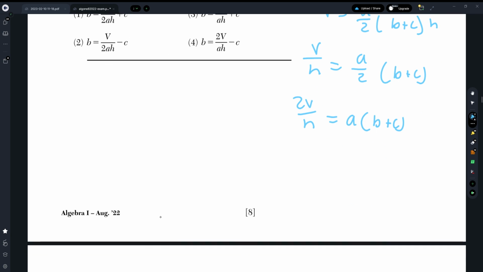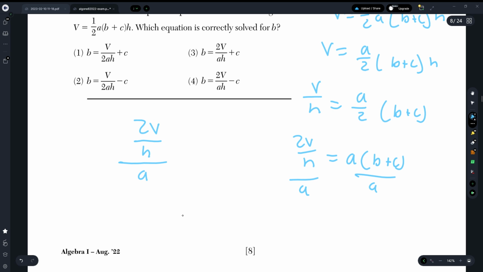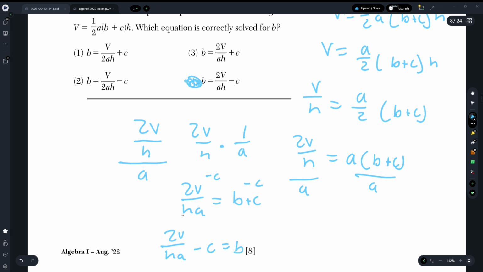Next, all I have to do is divide everything by a. So 2v over h divided by a is the same thing as 2v over h times 1 over a, which is 2v over h a, equal to b plus c. And we're solving for b, so we subtract c from both sides. Now we have 2v over h a minus c is equal to b. That answer choice is 4.